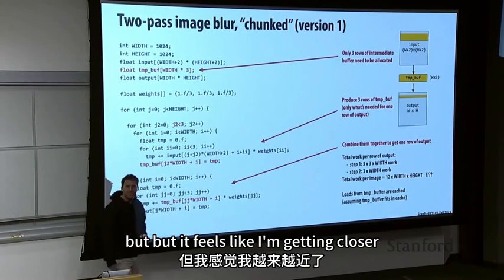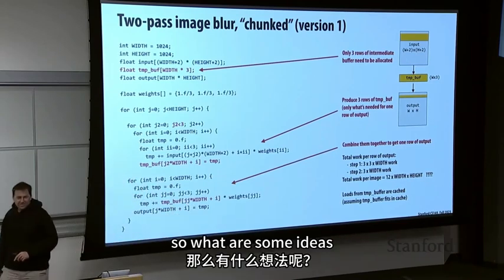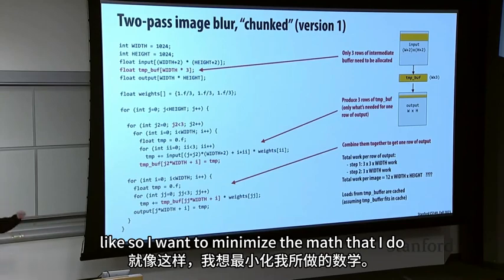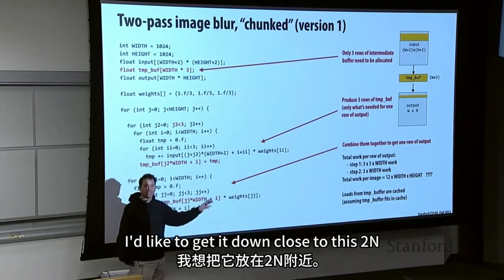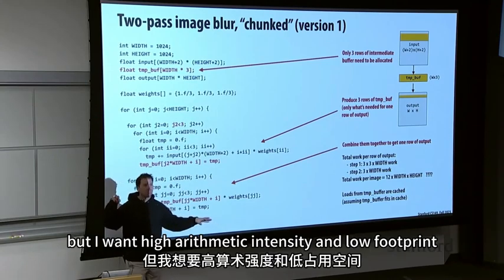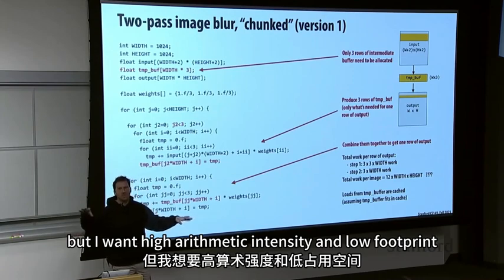But it feels like I'm getting closer. So what are some ideas? I want to minimize the math that I do. I'd like to get it down close to this 2n. But I want high arithmetic intensity and low footprint.